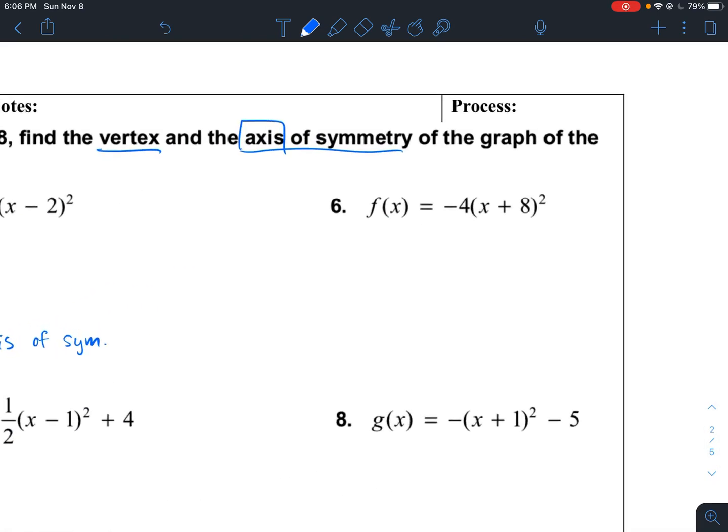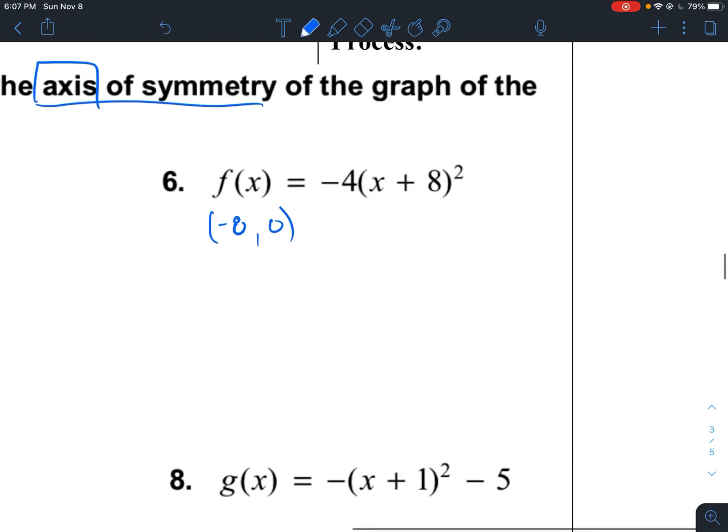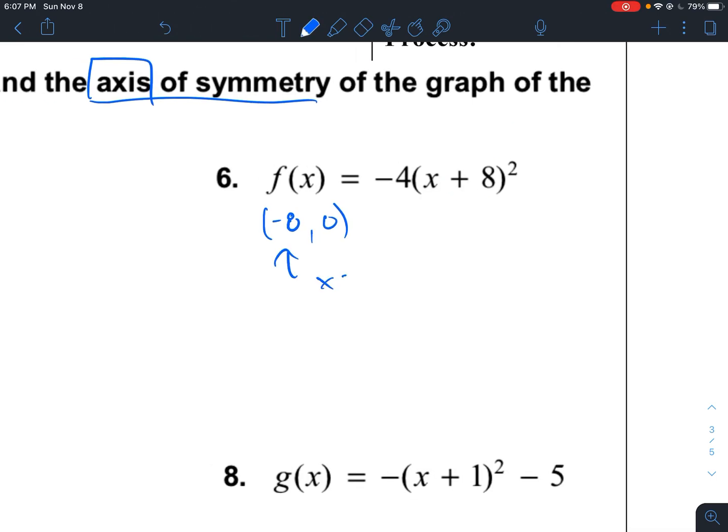Okay, so let's look at number 6 then. For number 6, we don't have a plus or minus k value, so we're not shifting up or down, so that means the y value will be 0. Here we have a plus 8, which means we read it backwards, so we go in the negative direction 8 units. So negative 8, 0 is the vertex. And the axis of symmetry is this right here: x equals negative 8 is the axis of symmetry.